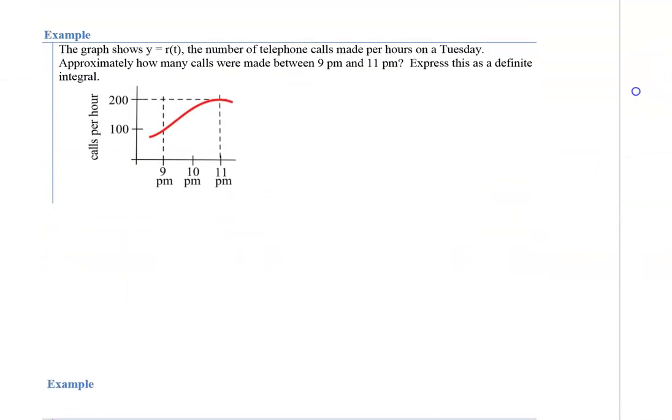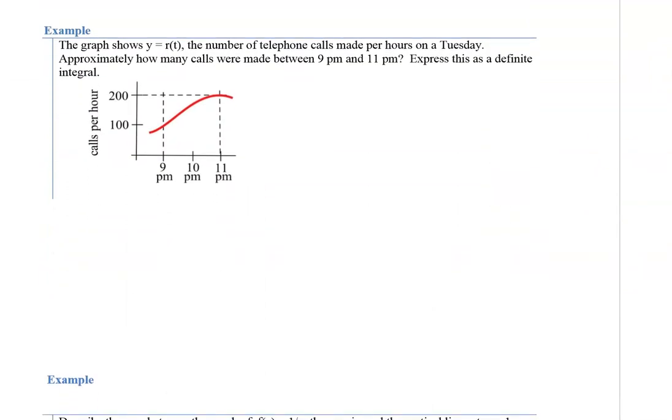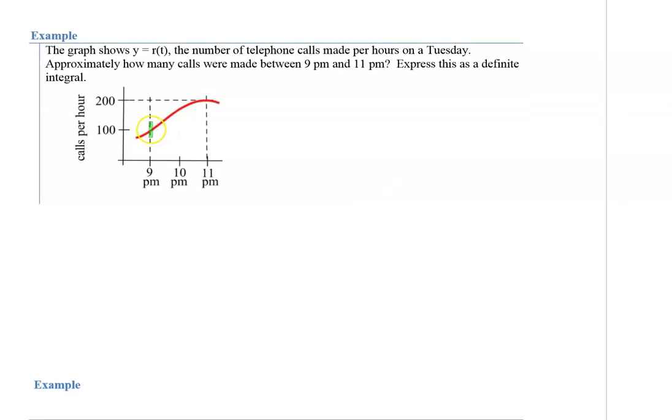So let's look at this example here. It says the graph shows y equals r(t), the number of telephone calls made per hour on a Tuesday. Approximately how many calls were made between 9 and 11? Express this as a definite integral. So we want to find, from 9 to 11, this area under the curve. And so all we want to do right now is set it up.